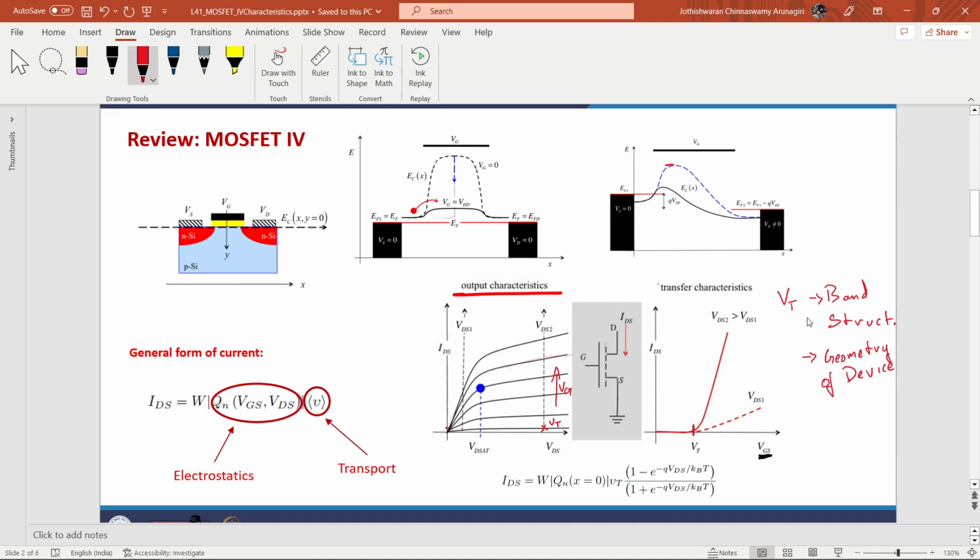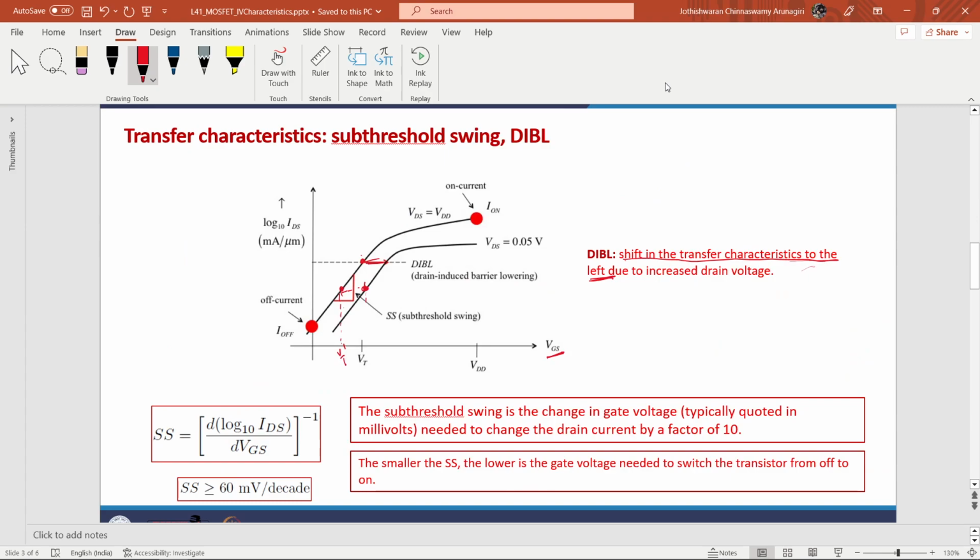And the threshold voltage, as was asked, is typically a property of the band structure which comes from the material and the geometry of the device. So the geometry aspects you will see later on. So that is a part.